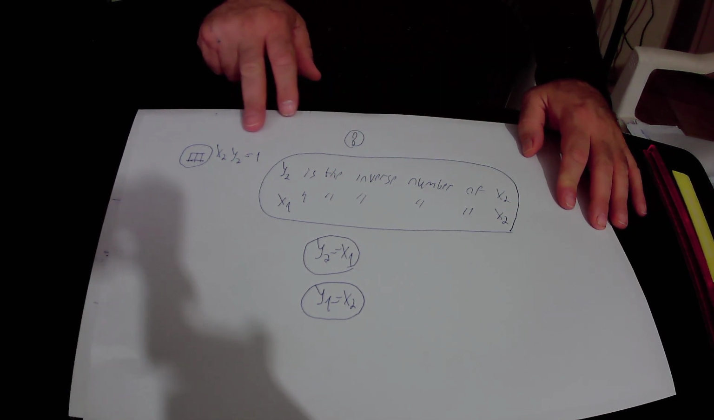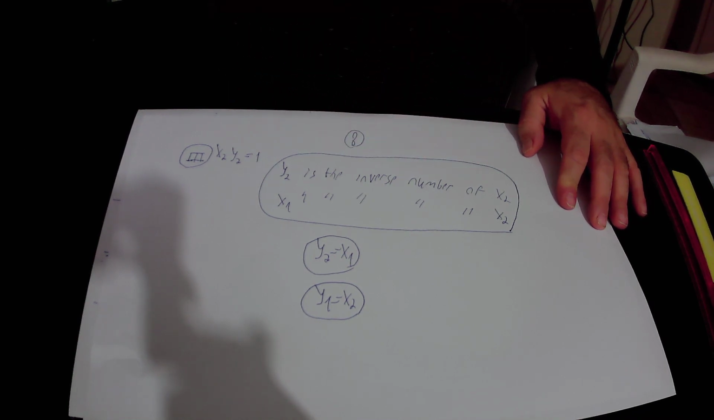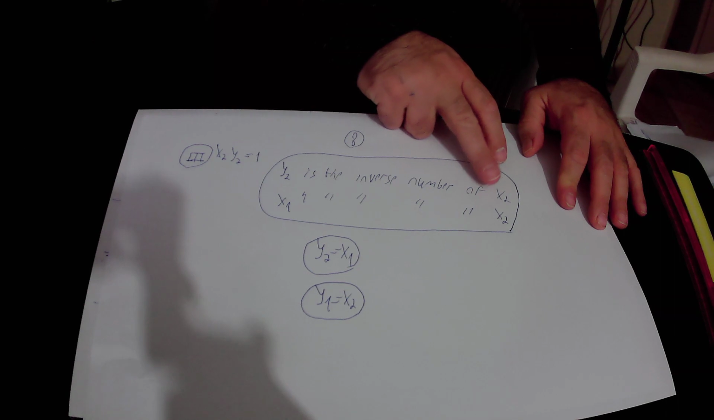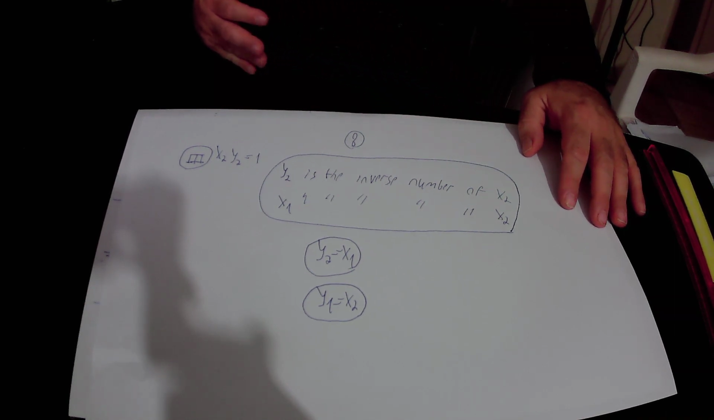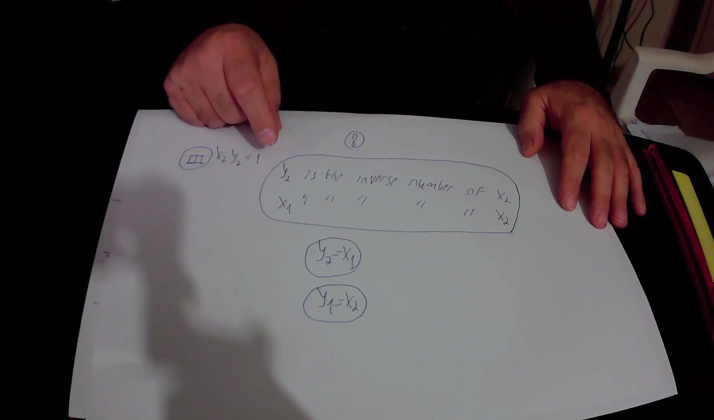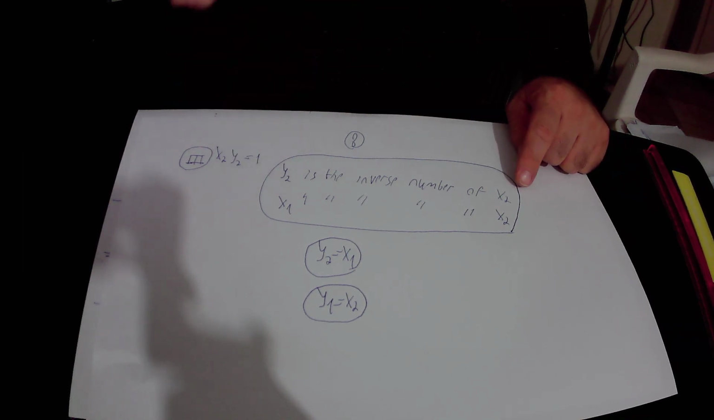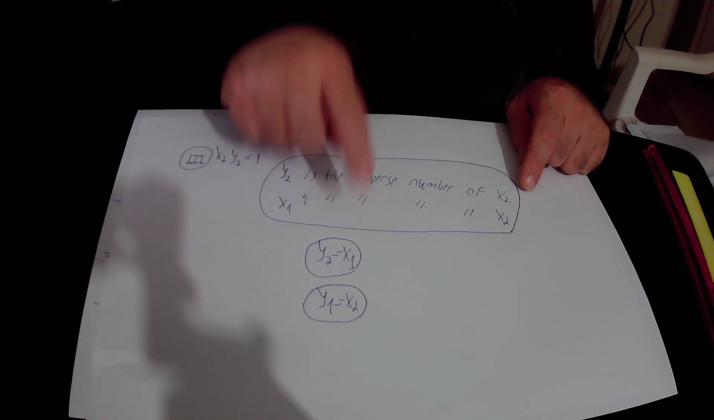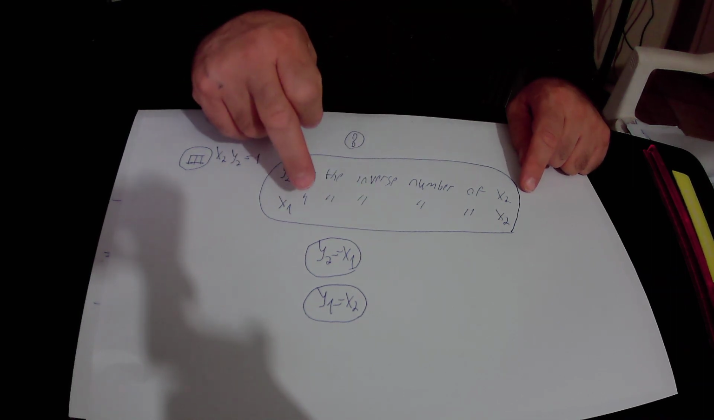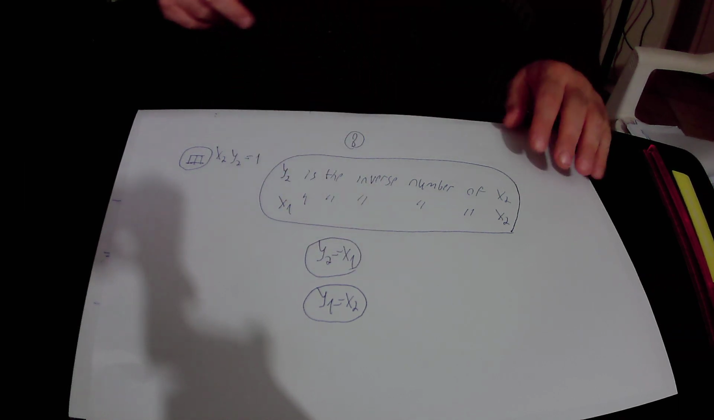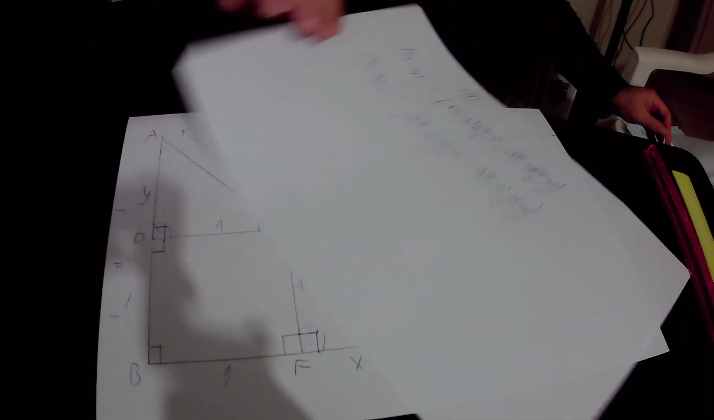Okay, y2 is the inverse number of x2, but we already found out that x1 is the inverse number of x2. And we know that x2 has only one inverse number. That is to say, if we have two numbers that are the inverse number of x2, it means that they are equal to each other. That is to say, y2 equals x1. And we have already found out that y1 equals x2. And now it is very simple to find the solution to the problem.